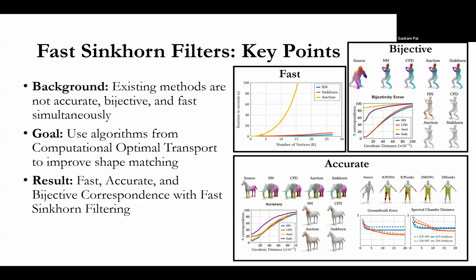And by bijective, I mean, given a point on the source shape, if you map it to the target, and then map it back, ideally you should reach the same point, right? But depending on what method you use, you probably will not. In the case of using a Sinkhorn filter in this particular way, you get a more bijective correspondence, which is also fairly accurate for the kind of data sets we used in this setting. So this was just a quick digression. This was my first interaction with using Sinkhorn.